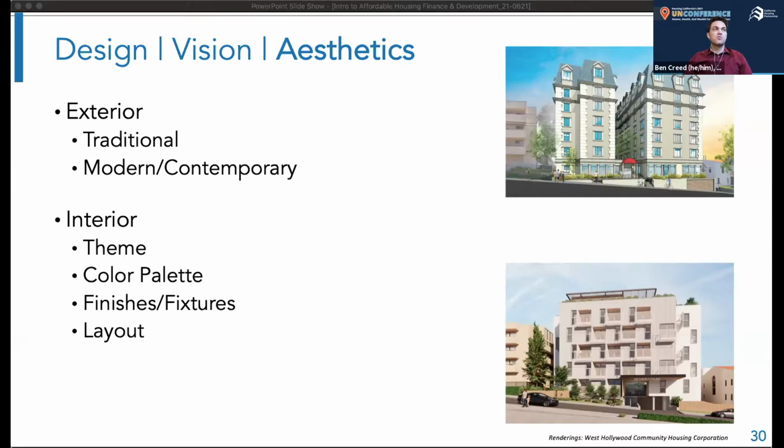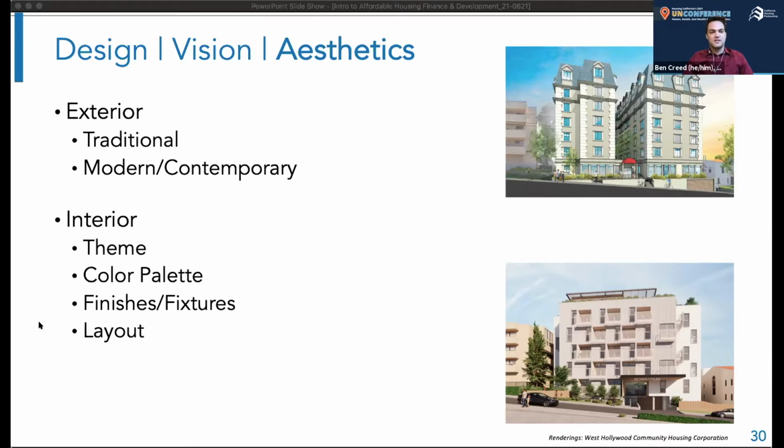Fixtures: there's so many choices of light fixtures and door hardware like handles and knobs, plumbing fixtures like sinks and faucets. So there's a lot of choices. Do you want it to be shiny, polished chrome, or brushed stainless steel, bronze colors, and then all different types of products and materials available as well.